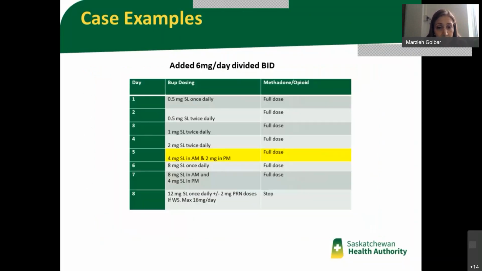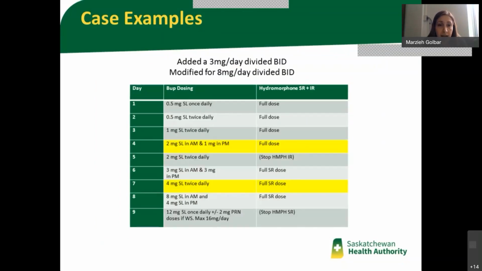The next one, which is a variation of this regimen, as you see, I have used a 6 milligram divided dose, and it actually worked very well at the CPC. I have another example which incorporated 3 milligrams in divided doses. And then I did not jump to 8 milligrams right away. You see the highlighted 4 milligrams sublingual twice daily, and that was tolerated very well.